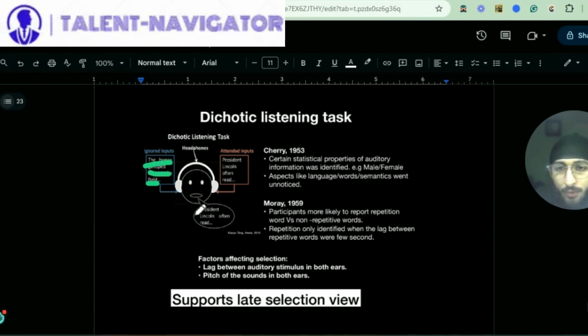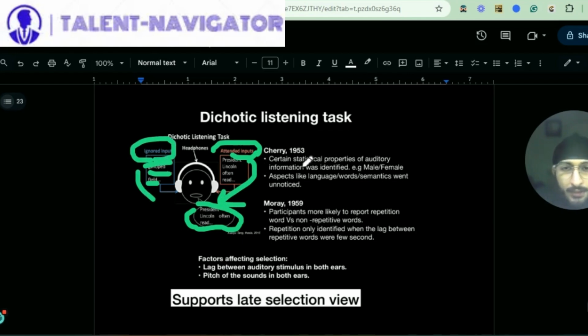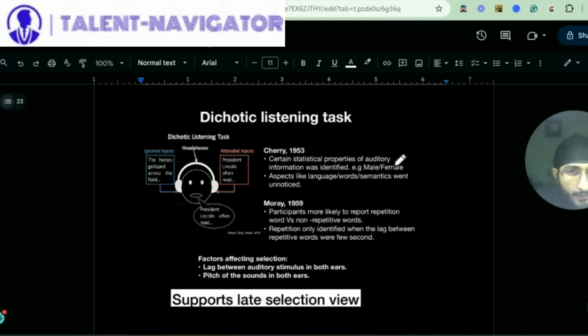The horses gallop across the field. So, President Lincoln often read. The person will be able to recall the attended input, while the ignored input gets ignored. In Cherry's experiment, certain statistical properties of auditory information were identified, like male or female voice, while aspects like language, word, and semantics went unnoticed in the ignored ear.